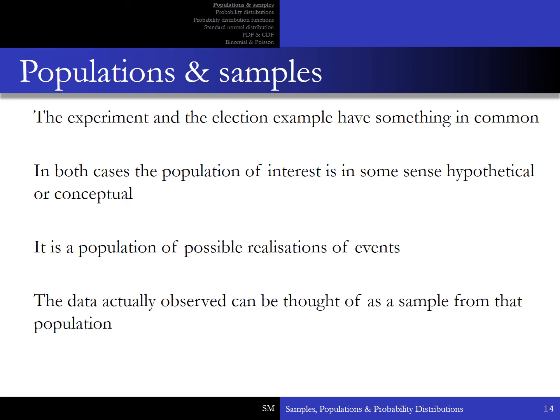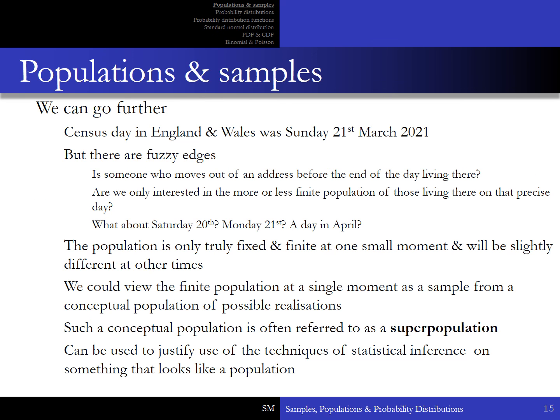The experiment and the election example have something in common. In both cases, the population of interest is in some sense hypothetical or conceptual. It's a population of possible realisations of events. The data actually observed can be thought of as a sample from that population. We could take this a little further. Consider Census Day in England and Wales. It was Sunday the 21st of March 2021.